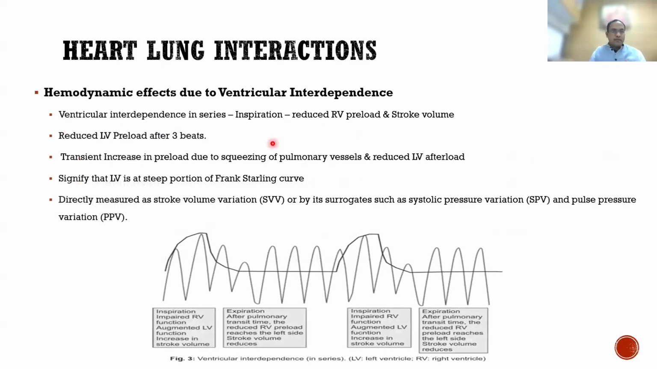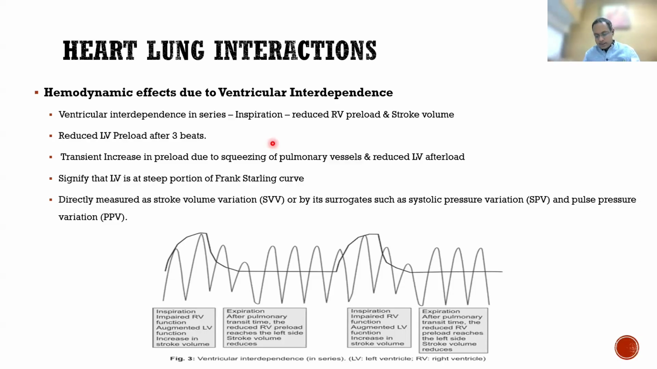Okay, and the second phenomenon is ventricular interdependence. The left ventricle and the right ventricle are generally connected. The left ventricular system is a high pressure system compared to the right ventricular system. So this is called ventricular interdependence in series. So what happens in inspiration? There is reduced preload and stroke volume of the right ventricle. It reduces the preload of the left ventricle, but then there is a transient increase in preload due to squeezing of the pulmonary vessels, and it increases the left ventricular preload.